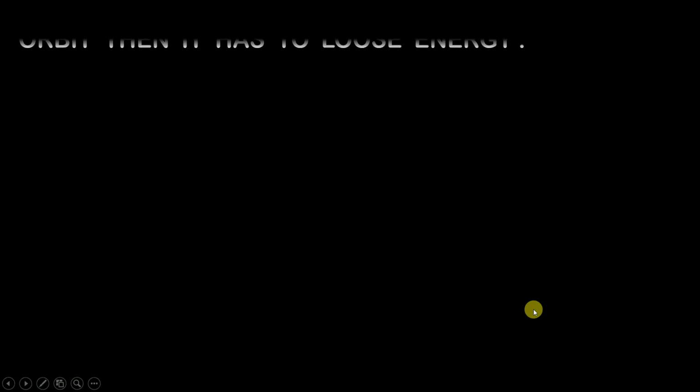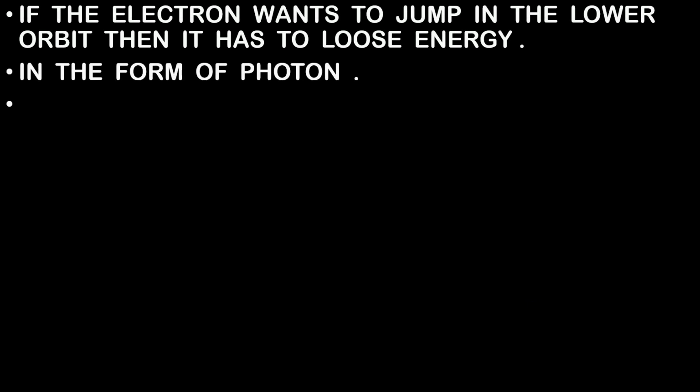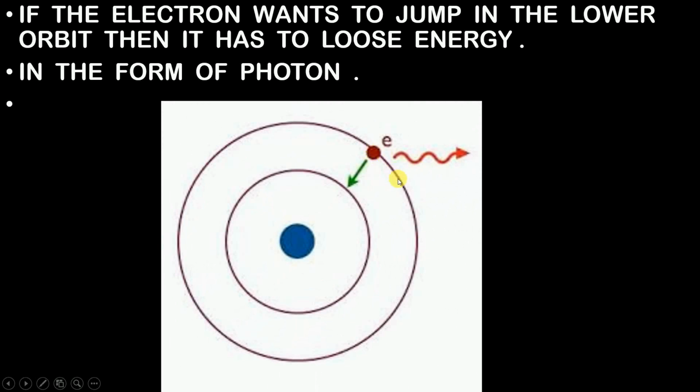Now moving ahead, the reverse of it: if the electron wants to jump into the lower orbit, then it has to lose energy. Now what does this mean? Suppose you have an electron in the second orbit and it wants to come into the first orbit. As we all know, the energy of the electron in the second orbit is greater, and when it comes to the first orbit, the energy will decrease. So it has to give away some energy in order to come to the first orbit, because the energy difference is there. When it comes from the second orbit to the first orbit, it will give away energy, and that energy will be given away in the form of a photon.